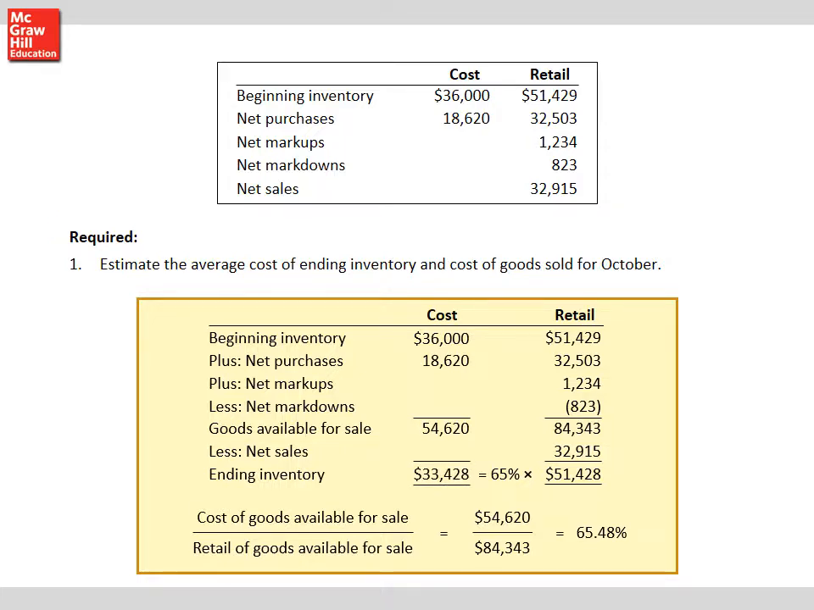So the ending inventory at cost, this is just an estimate, $33,428. If you subtract $33,428 from $54,620, that's your cost of goods sold, $21,192. The cost of the net sales is the same as the cost of goods sold.